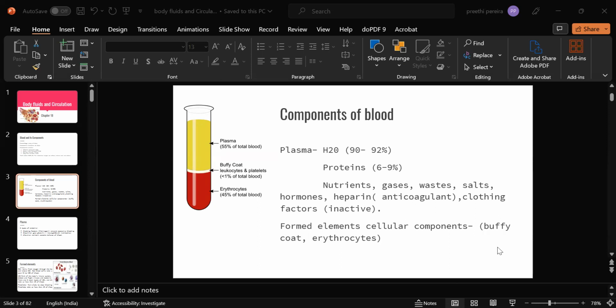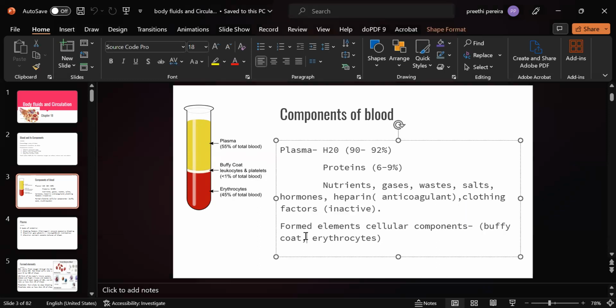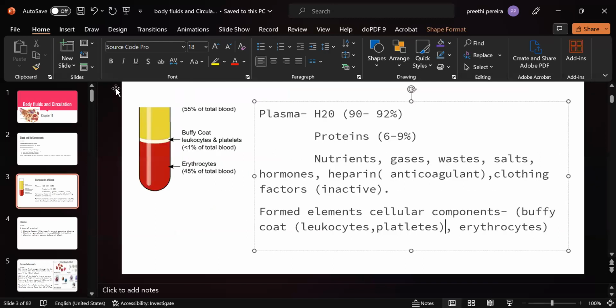What are formed elements? Formed elements are nothing but leukocytes, platelets, erythrocytes. So you can write down Buffy coat. You can write down over here: leukocytes, platelets, and erythrocytes.